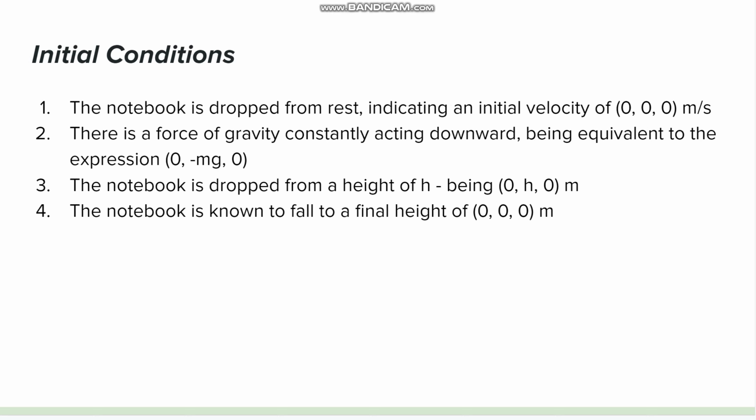The initial conditions of this lab were: 1. That the notebook is dropped from rest, indicating an initial velocity of the zero vector, meters per second. 2. That there is a force of gravity constantly directed downward. 3. That the notebook is dropped from a set height. And 4. The notebook is known to fall to a final height of the zero vector, meters.